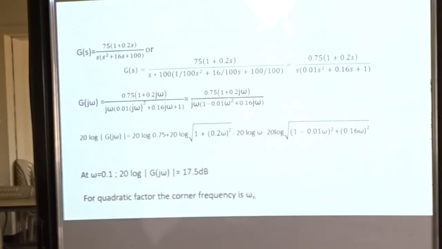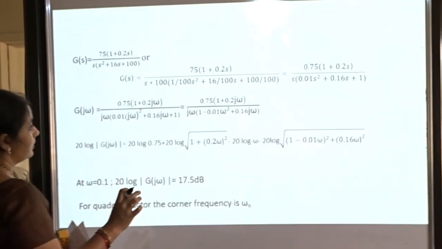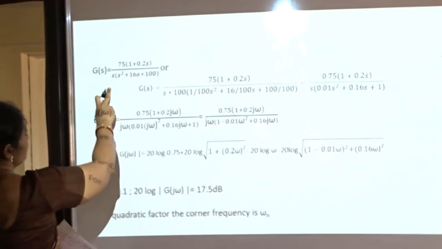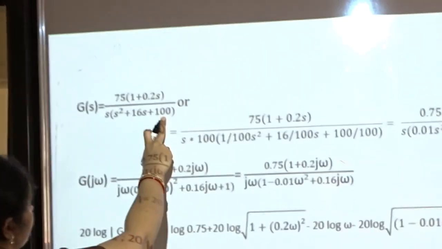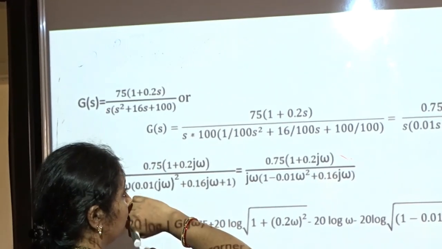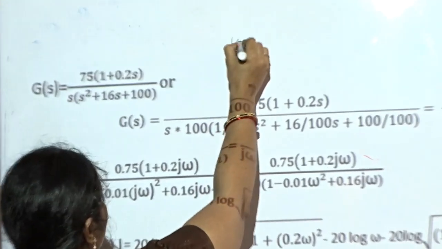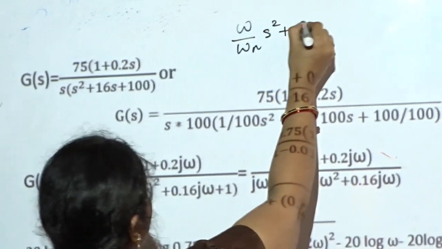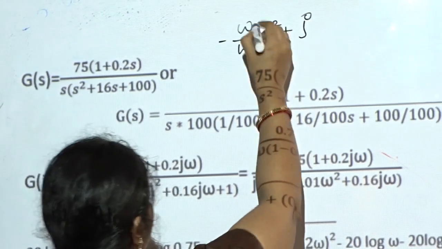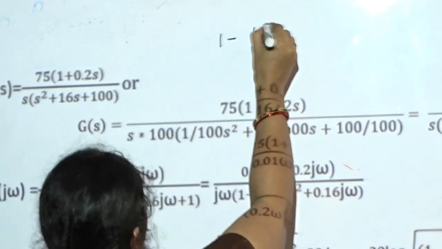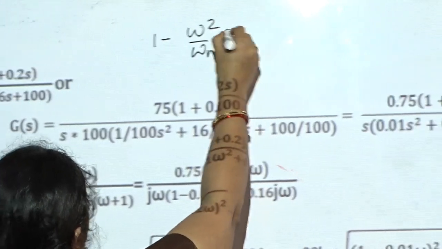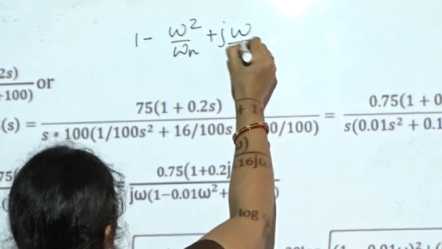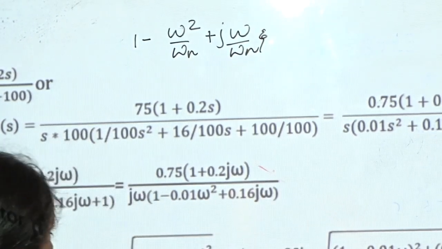Then we will have to find the magnitude and phase plot for this. So this is the equation which has to be brought into the standard form. You have to remove the 100 out. If you remember the standard equation, it was 1 minus omega by omega n whole square plus j omega by omega n times 2 zeta. It is something like this.